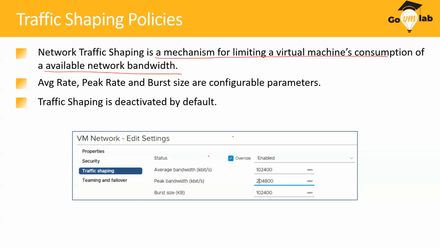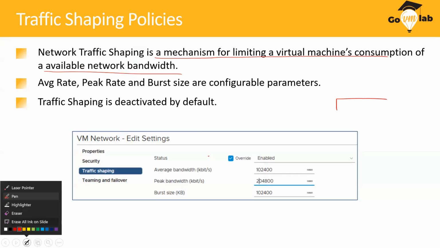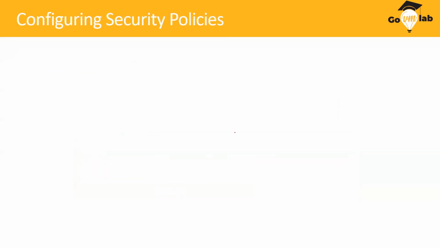What does it mean? Let me try to draw a diagram. If we try to explain traffic shaping, the shaper module, I think in day-to-day life we also see these kinds of shaping policies. So traffic shaping means you want to control the consumption of network bandwidth for a virtual machine, right?